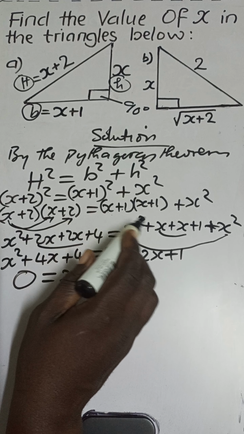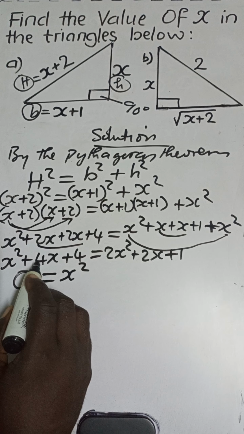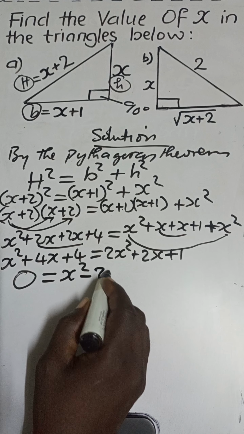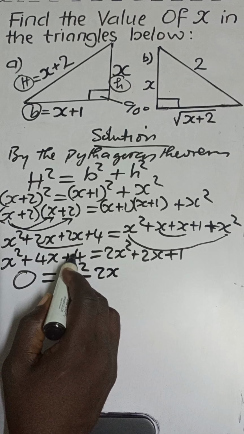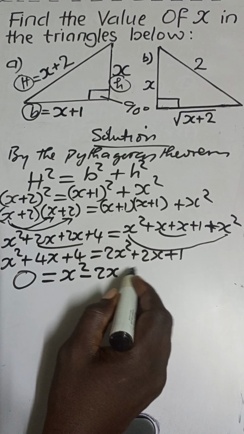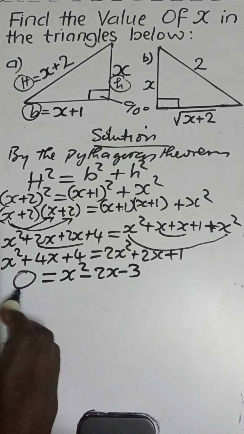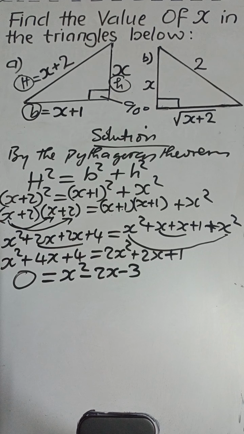When I take it that way, it will become negative 4x. So here we have 2x. So 2x minus 4x gives us negative 2x. This is positive 4. Taking it all that way, it becomes negative 4. So we have 1 minus 4 is negative 3. So this is the quadratic equation now that we have to solve for x.